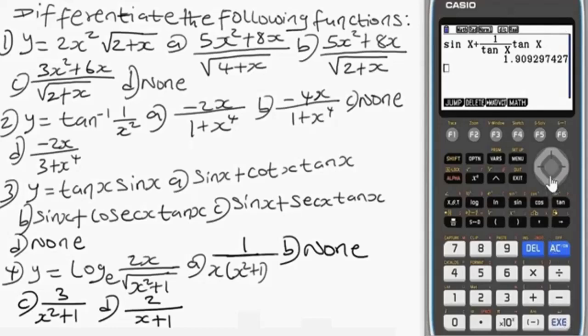The difference is, let's adjust it here. For option B, it has cosec there, and I said that cosec is the same thing as 1 over sine theta. So we replace cosec with 1 over sine x. Then press execute. No. Now let's check option C.